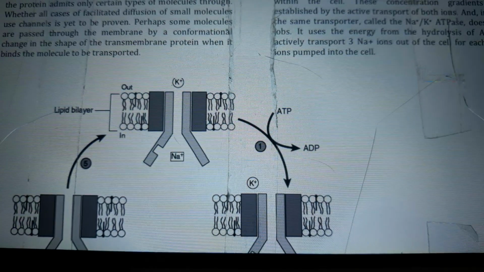Note that in all cases of facilitated diffusion through channels, the channels are selective, that is, the structure of the protein admits only certain types of molecules through. Whether all cases of facilitated diffusion of small molecules use channels is yet to be proven. Perhaps some molecules pass through the membrane by a conformational change in the shape of the transmembrane protein when it binds the molecule to be transported.